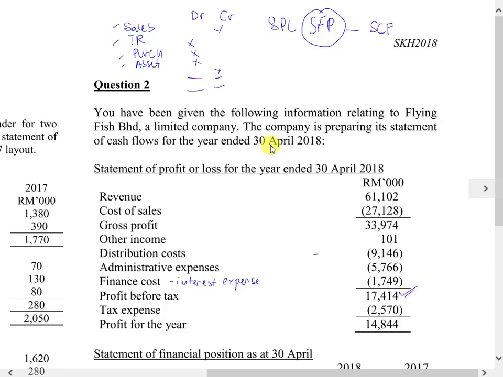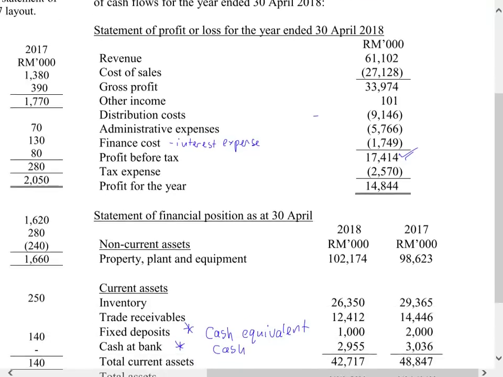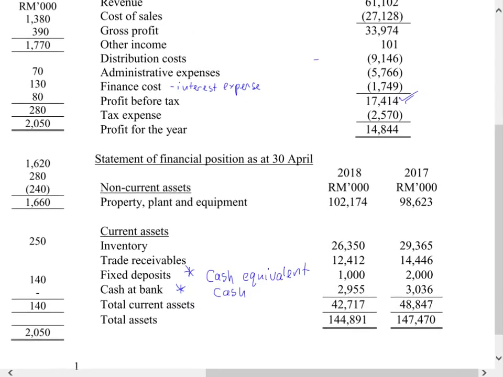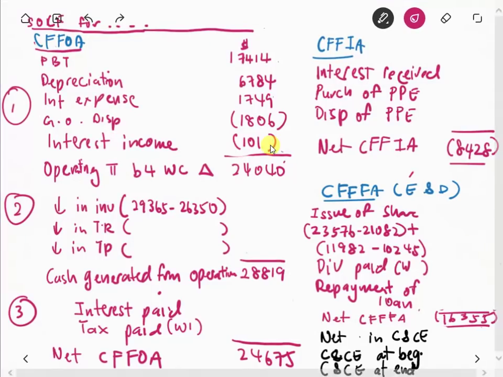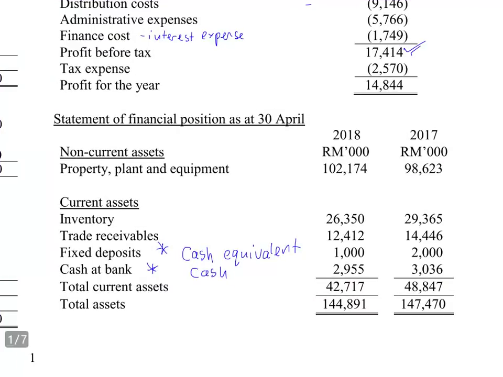Okay, so all the items in the SFP must be adjusted. Then your cash flow can balance. So now we have 2 years of statement of financial position. Where are we now? We are already here. Inventory, receivable, payable, movement. So we start with inventory. Last year 29, this year 28.